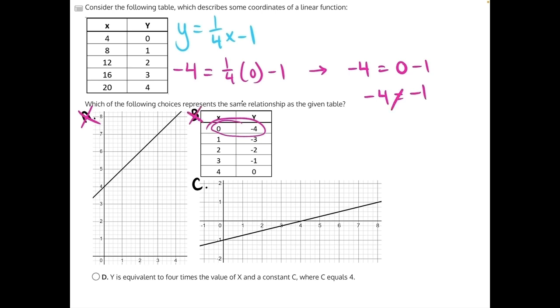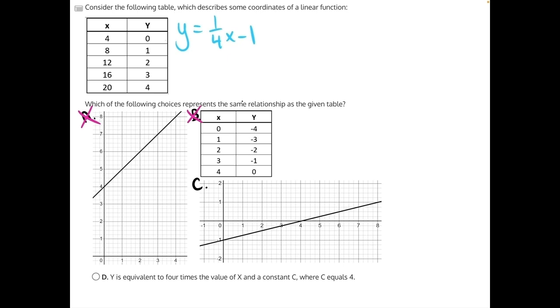For answer choice C, let's see how many of these points we can plot on the graph before we have to start using our equation. We have over 4 up 0, that is a point on this graph. We have over 8 up 1, which is also a point on this graph. Over 12, 16, and 20, we are unable to see on the graph, so we will come back and plug those in a bit later.